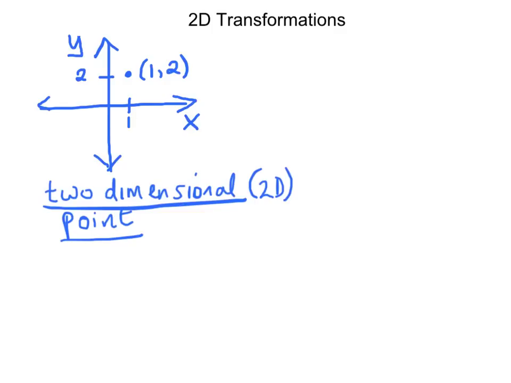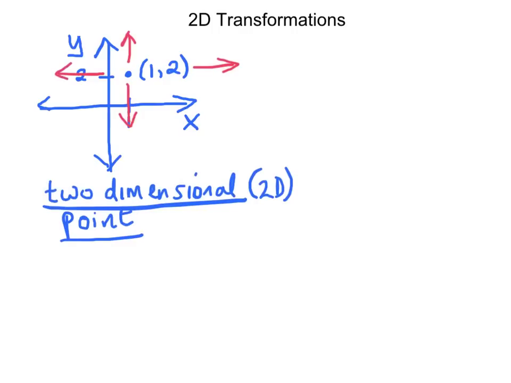Now, what about the word transformation? A transformation is a word that describes the movement of a point around the Cartesian plane. For example, if we look at the point drawn, the movement could be upwards. I could move the point up the y-axis. It can be downward, down the y-axis. It could be to the right, which would be along the x-axis, or it could be to the left.